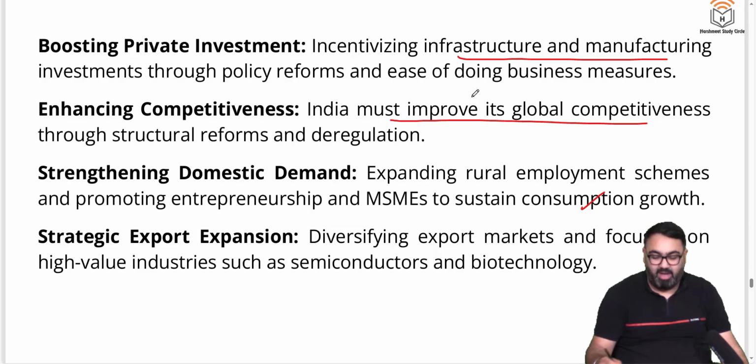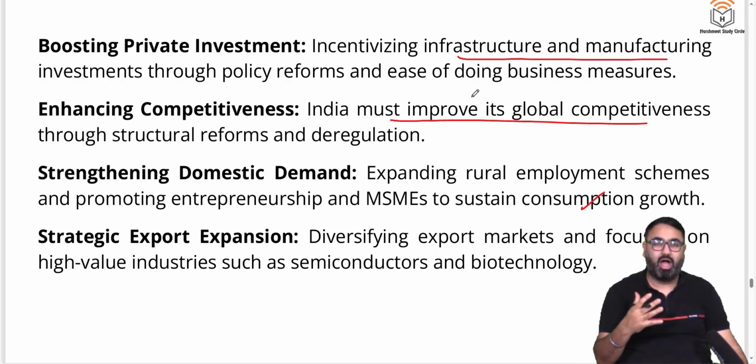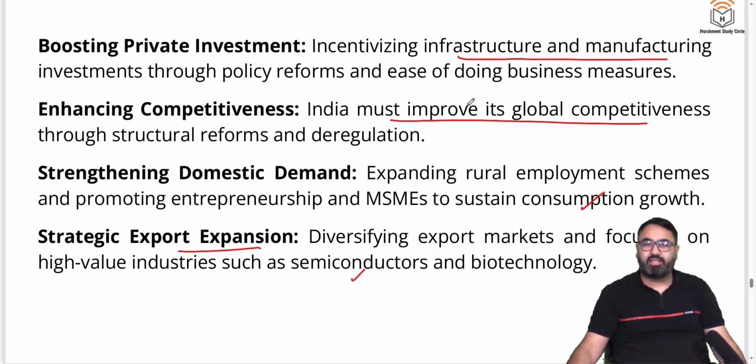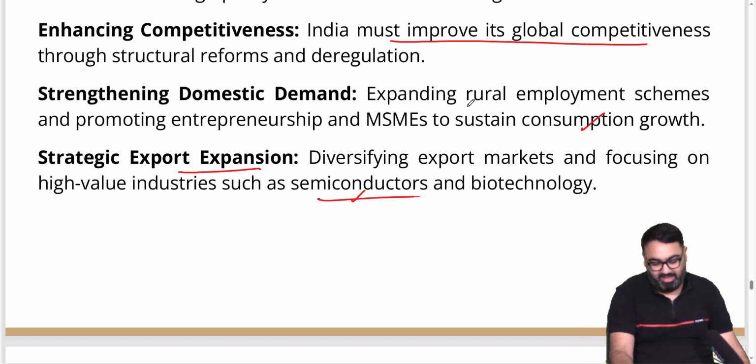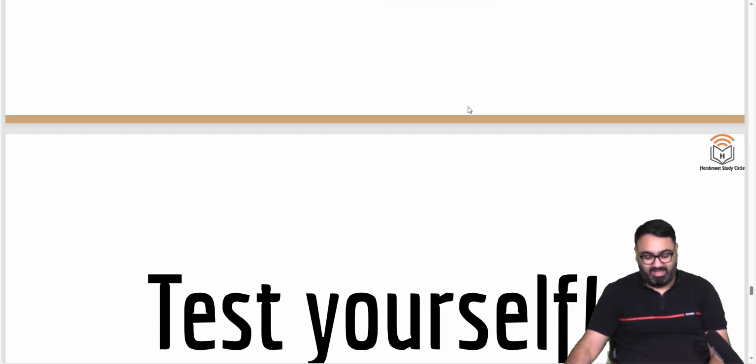Strengthen the domestic demand, give more money in the hands of the people so that they can buy more products, push our own entrepreneurship, MSMEs, and also have strategic export expansion. Make sure that our export market also expands as much as possible. We can also look into tapping the fields of biotechnology, semiconductors, etc. This is what the first chapter of the economic survey says.